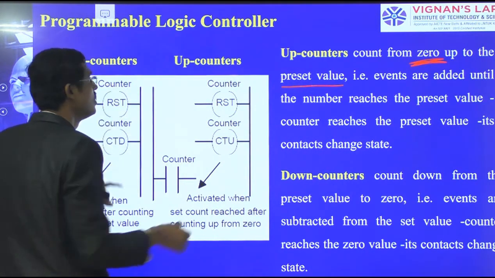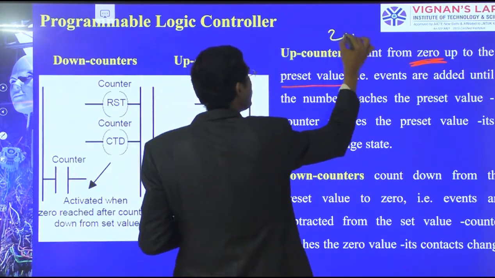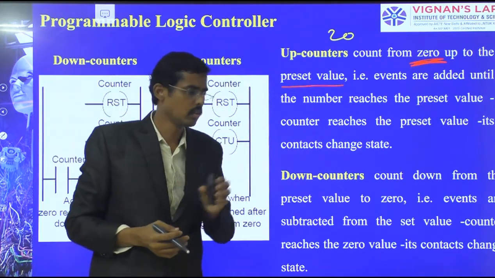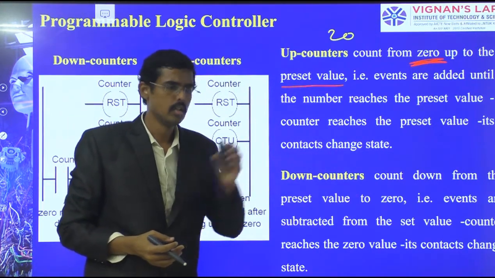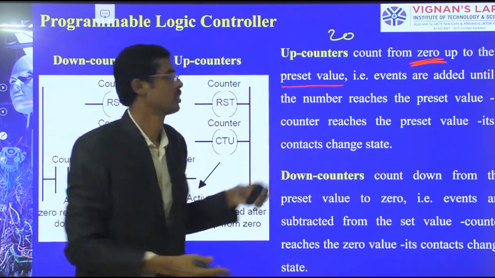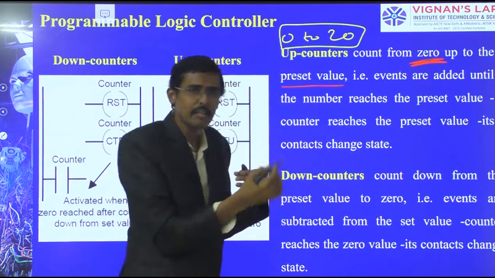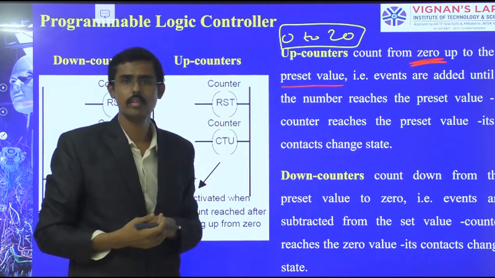You see, I want to count up to 20, and now the 0th object is going. This is 1 count, up count, 2nd, 3rd, 4th. It is started from 0 to 20. The filling method I am considering as an up counter.